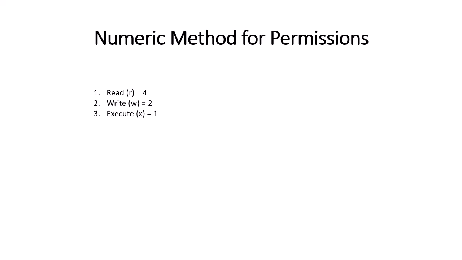Each category, owner, group, and others, will have a numeric value that results from adding the values of the permissions granted. For example, if the owner has read and write permissions, their numeric value would be 4 for read plus 2 for write, which is equal to 6. Now, a full numeric representation of permissions consists of 3 digits representing owner, group, and others, respectively.